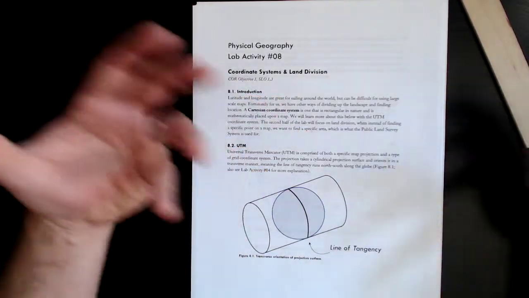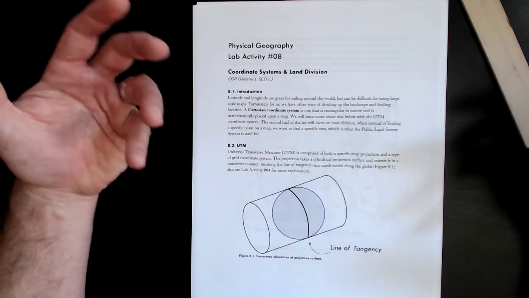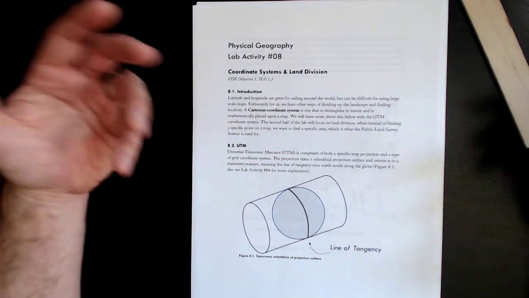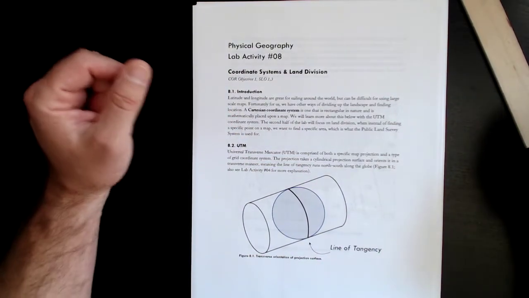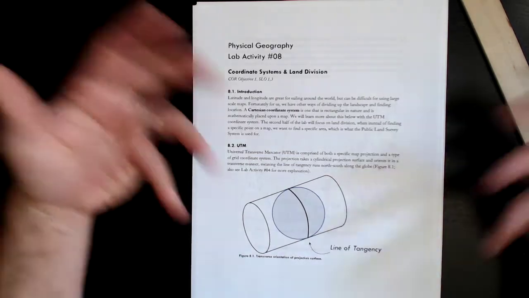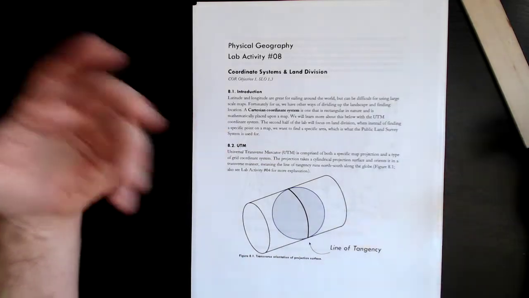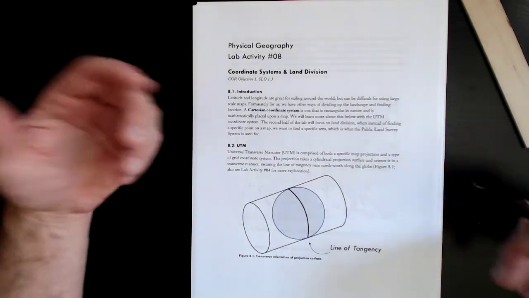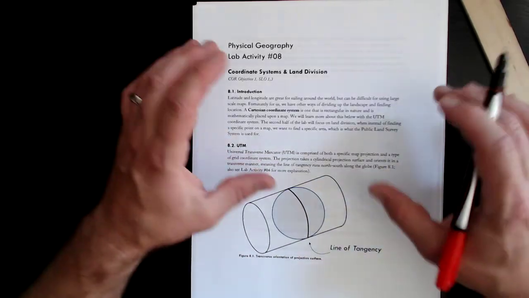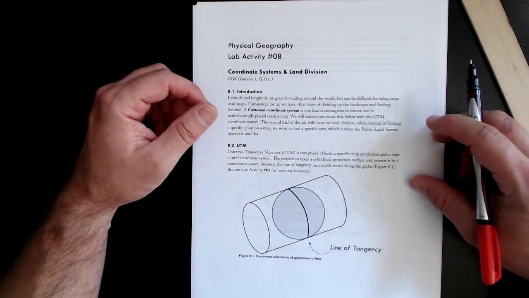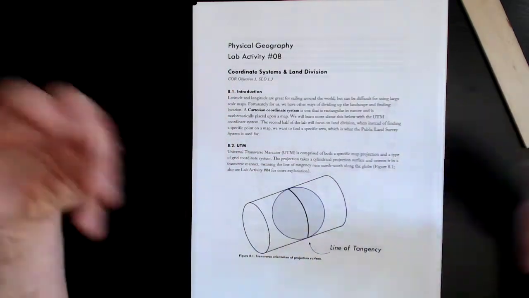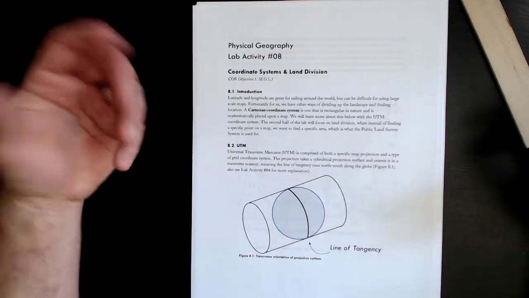And really we put them together in a lab like this because there's only so much you can do with something like UTM, which is what you're going to learn today. There's also only so much you can do with something like the public land survey system, which is the land division component. So we throw this stuff together so you have a full lab activity.